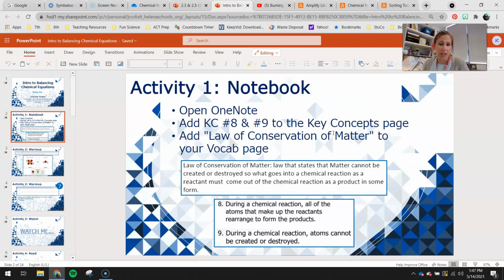Okay, and then key concepts 8 and 9. During a chemical reaction, all of the atoms that make up the reactants rearrange to form products. We have to have them all accounted for. Okay, and then number 9, during a chemical reaction, atoms cannot be created or destroyed. If we're not accounting for all those atoms that we put in the reactants, then we're suggesting that maybe those atoms are being destroyed. Or maybe we're looking at our products and seeing things that weren't available as a reactant. So where did those come from? They can't just be created.